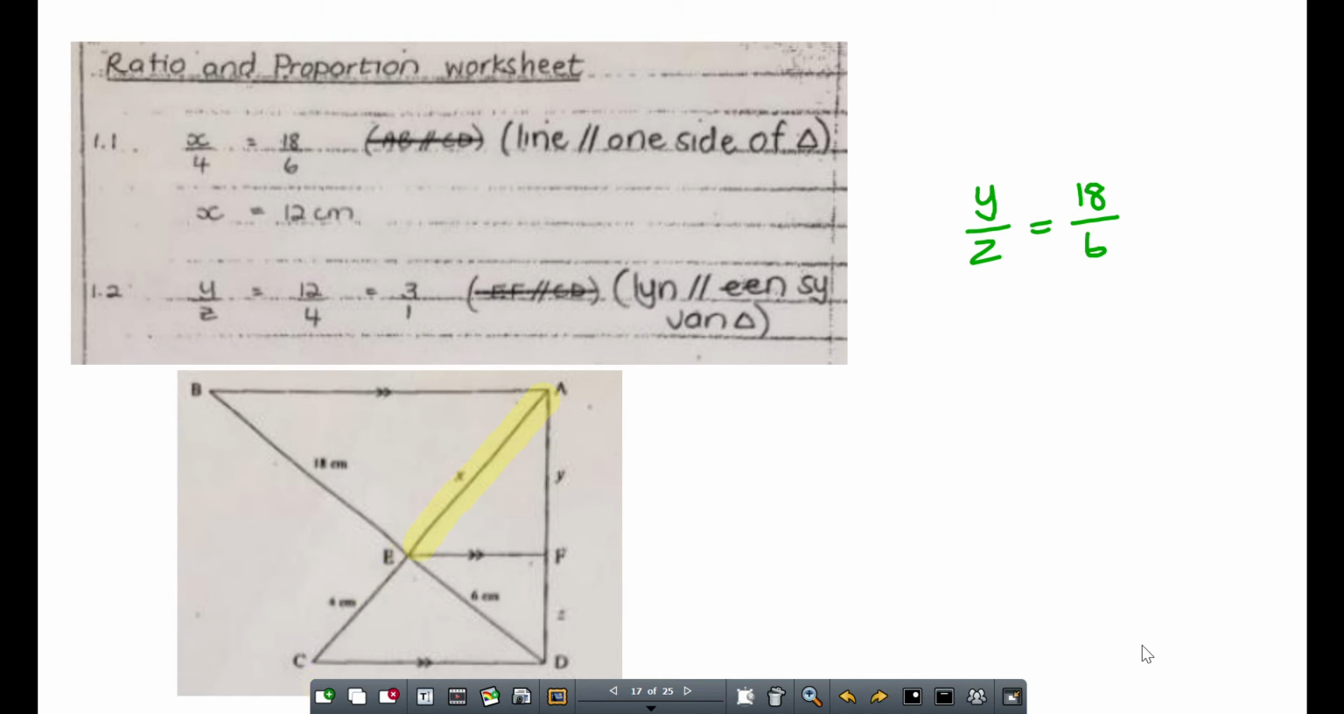As jy nou gaan kyk na wat ons hier het, we said y over 7 is actually 18 over 6. And that simplified, again, gives you 3 over 1. So dieselfde ding. Okay, maar vereenvoudig. Goed, en onthou van jou rede, you've got to say line parallel to one side of the triangle. Okay, any questions?